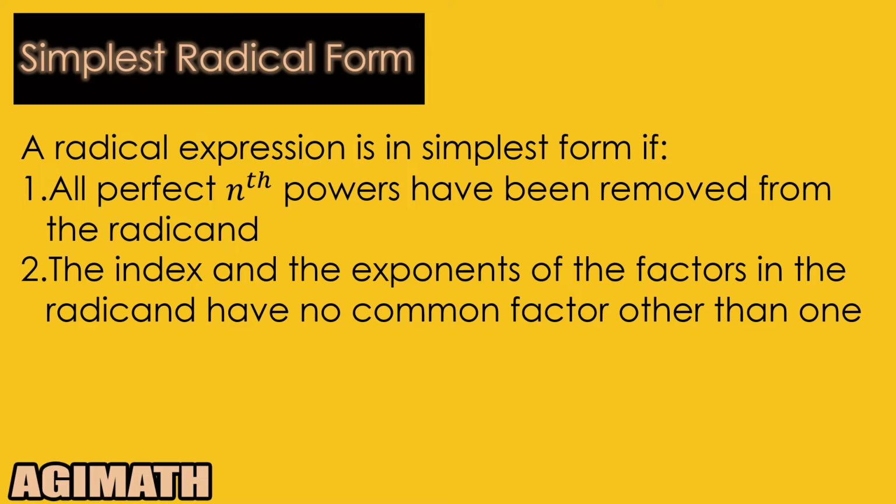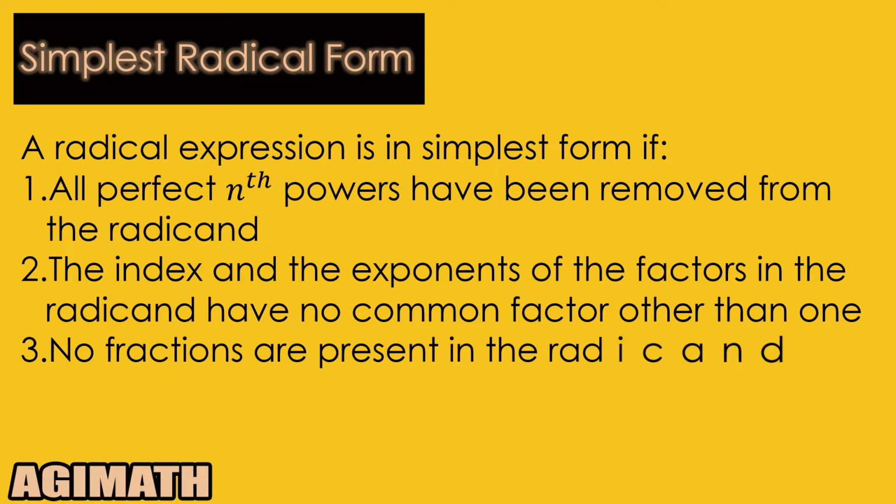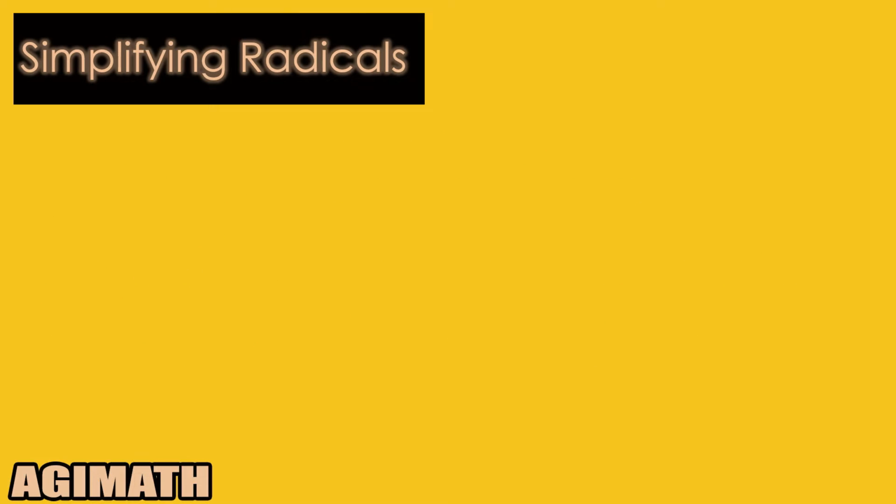So for the second one, we are going to look at the exponents of the factors and the index if they have no common factor. If they have a common factor, then we cannot call it a radical in simplest form. Number 3, no fractions are present in the radicand. In simplifying radicals, we can do the following.